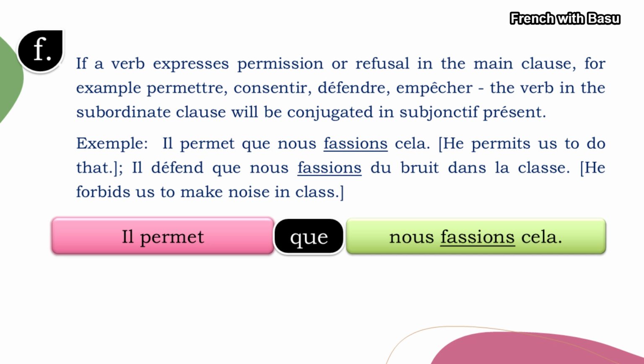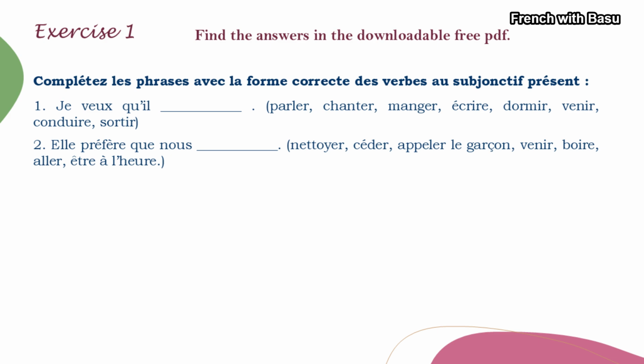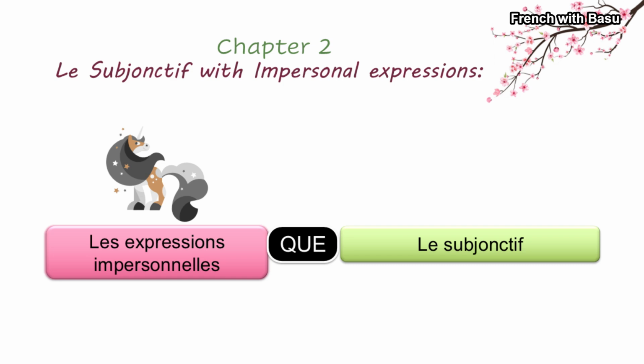F. If a verb expresses permission or refusal in the main clause, for example, permettre, consentir, défendre, empêcher, the verb in the subordinate clause will be conjugated in subjonctif présent. Il permet que nous fassions cela. Il défend que nous fassions du bruit dans la classe. Exercise.